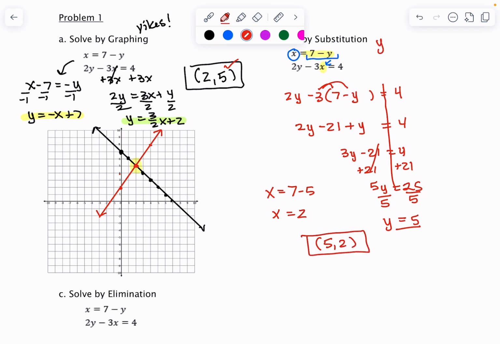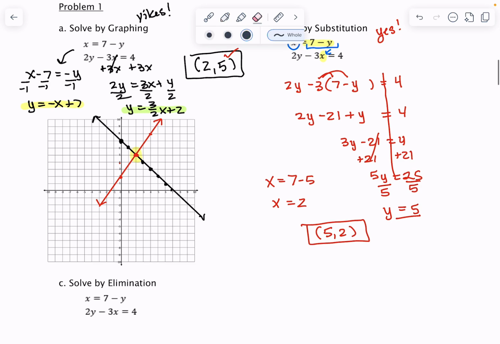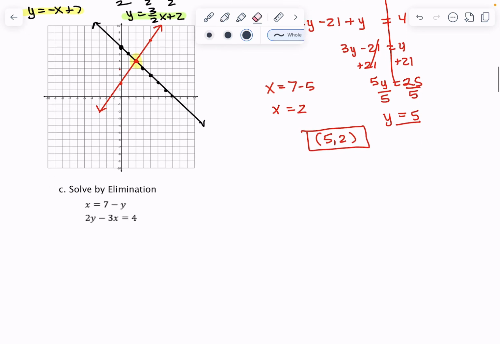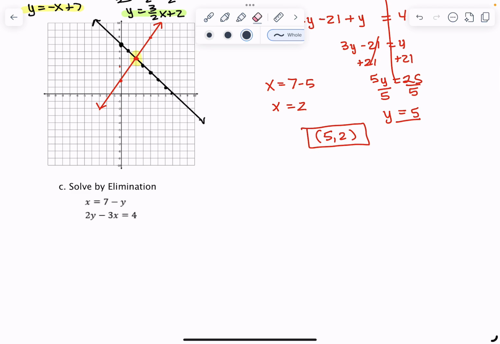So substitution was like, yes, please, let's use substitution for this. For elimination, we've got to get those x's and y's on the same side. I'm realizing I have the wrong thing. Anyway, I'm sorry, I'm going to keep going here. So I'm going to add the y to the other side: x plus y equals 7. Line them up. And then I'm going to put that negative 3x plus 2y equals 4, line them up. And now I can try and eliminate.